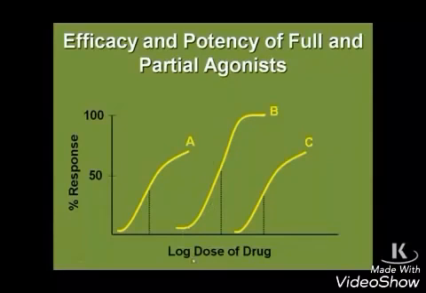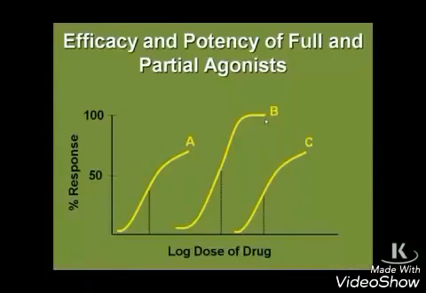So if you imagine here we're plotting the log dose of the drug versus the percent response. And I told you that all three of these drugs are agonists. It's pretty easy to see that only one of these drugs gives you the 100% response. In other words, gives you a maximal effect, and that of course is drug B. Therefore, drug B is a full agonist. Drug A and drug C fall short of the 100% response, and therefore pretty easy to see that those are partial agonists, and they're going to give you a partial response.